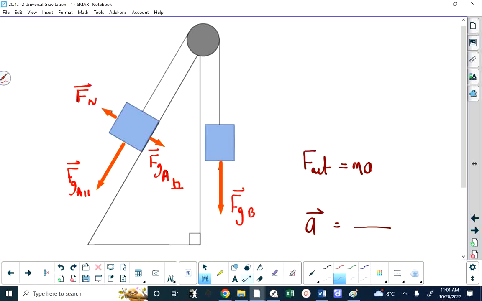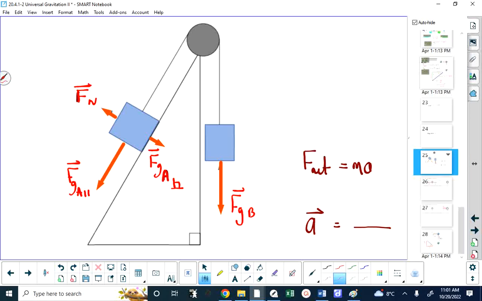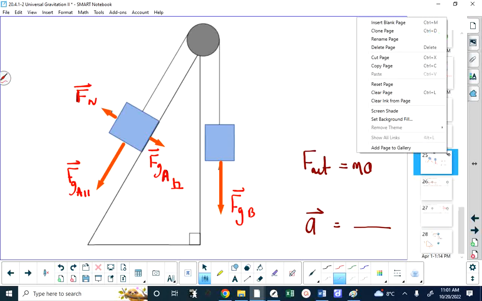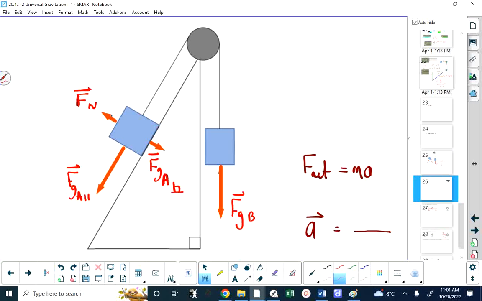Now, this is a tough problem. This is a very tough problem, because depending on which way it moves, that affects which way the force of friction is. And that's why I've given you the problem in pieces so you can figure that out along the way. But I still believe there's some value in what I'm about to show you.